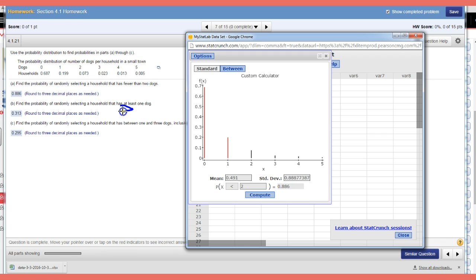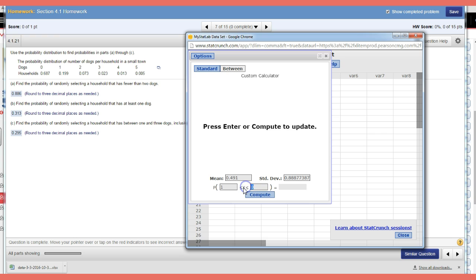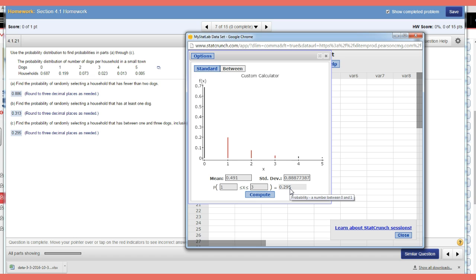means greater than or equal to 1. So I'm going to change that here, greater than or equal to 1, and compute: 0.313. And now I'm trying to find the households with between 1 and 3 dogs. When I have to find between, I'm going to toggle between standard and between. Click on between, and you have your blocks right here. So between 1 and 3, that would be 0.295. Bingo, you have your answer.